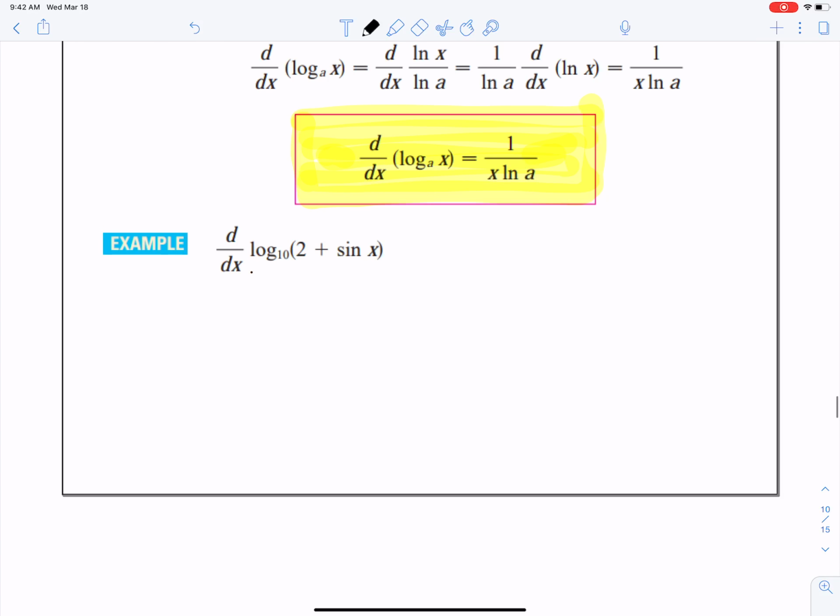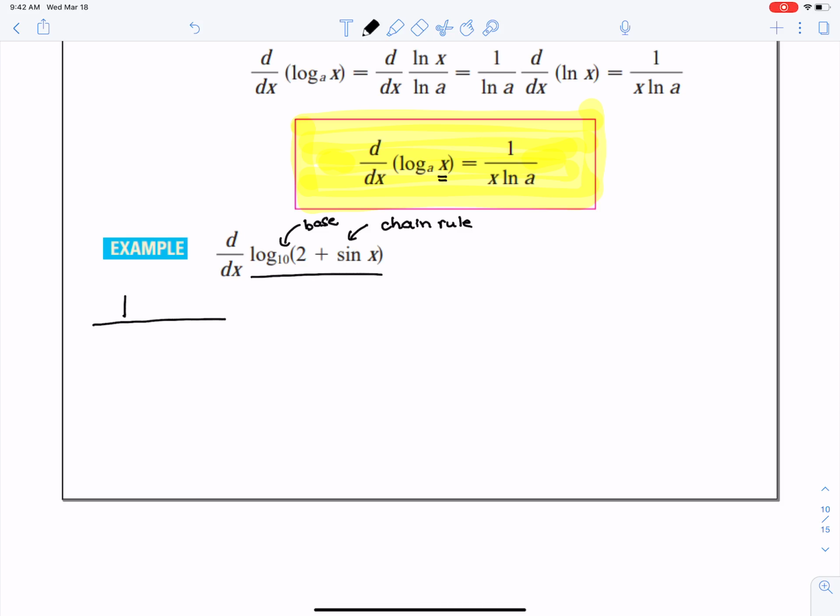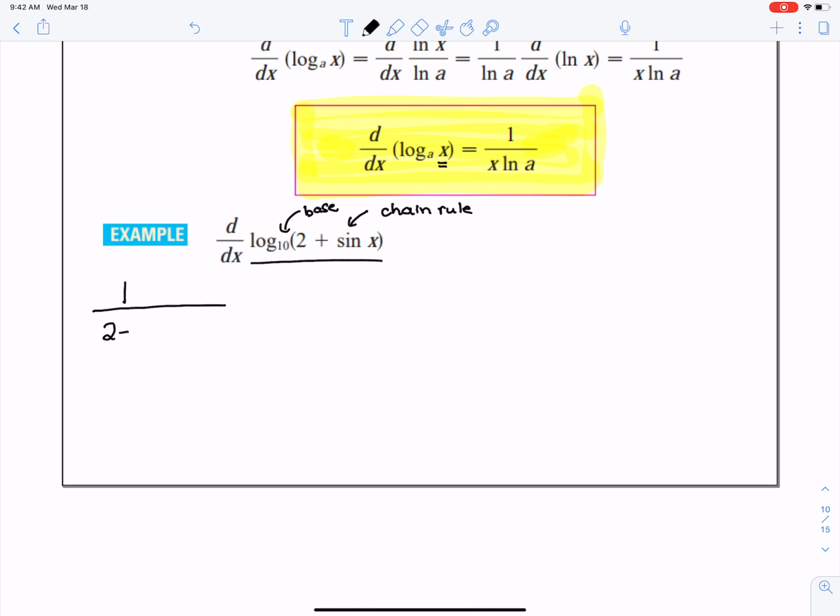So how do I do the derivative of this function? So we notice that it's a log function. We notice that the argument is not x, so there's going to be chain rule involved. I know my base is 10. It doesn't have to be 10, it can be any base. So then therefore my derivative would be 1 over whatever my argument is, and my argument is 2 plus sine x. I'm going to add the ln of a term in there. So my ln of a would be ln of 10, which is my base.